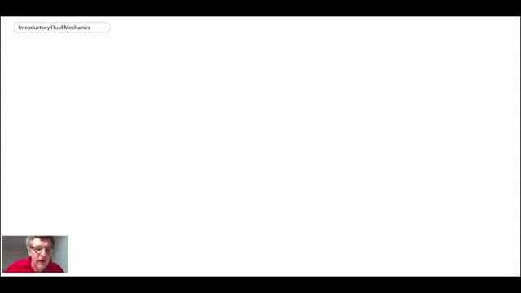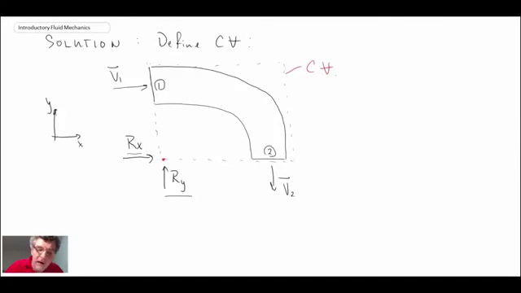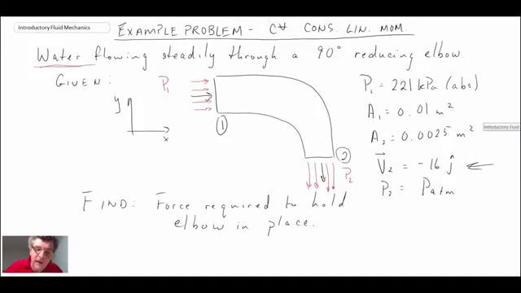So we're in part 2 of the example problem of solving for the reaction force on a reducing elbow, a 90-degree reducing elbow. I'll look back here. This was our problem statement. So what we did in the first part of the problem is we used the conservation of mass to determine V1, the velocity coming into the elbow.